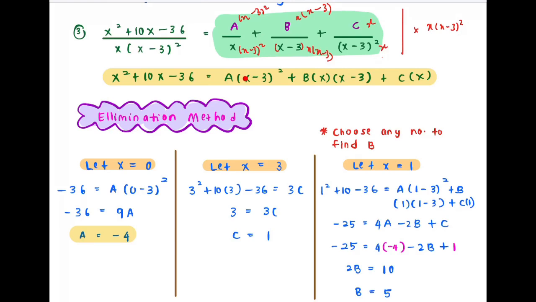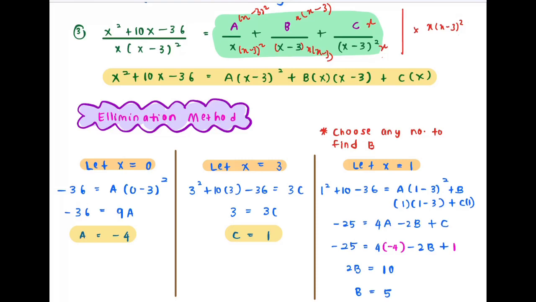Now let's eliminate x minus 3. In order to eliminate that, we must let our x equal to 3. So when x equal to 3, we have eliminated this term. We have eliminated the term b. And now you're just left with your c terms. Therefore, 3c on your right hand side is equal to, and then just put in x equal to 3 at the equation. Therefore, we can find out the answer c is equal to 1.